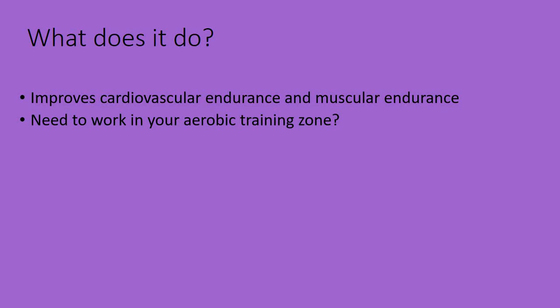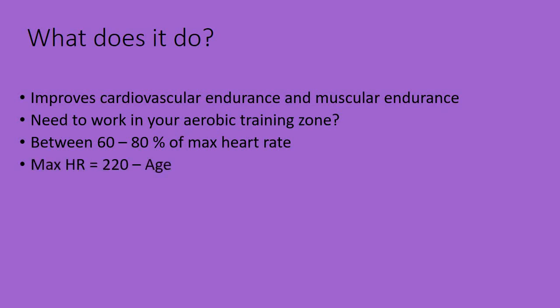You'd be working in your aerobic training zone. So we talked about anaerobic and aerobic exercise previously, and you'd need to be in your aerobic training zone. This means between 60 to 80% of your maximum heart rate. Remember, we work our maximum heart rate out with the equation 220 minus age. So you can work out what your maximum heart rate is and then what 60 to 80% would be.